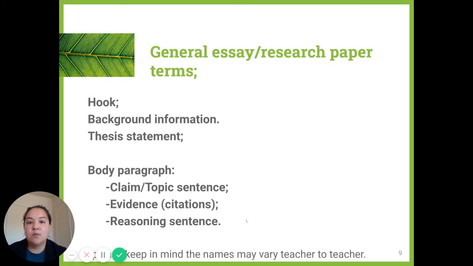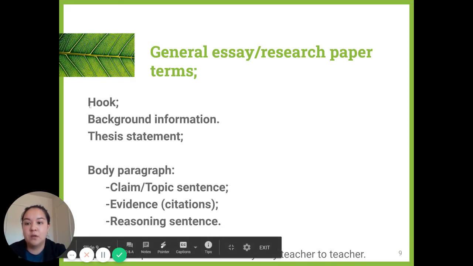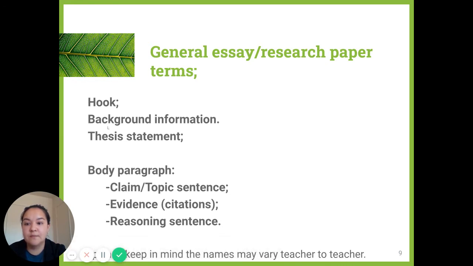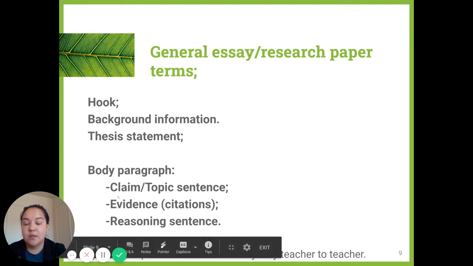Okay, now let's move on to general essay and research paper terms. There will be several terms that I will repeatedly bring up throughout different types of writing, and that's why you may not be familiar with them. First term is hook, background information. Second, thesis statement. Body paragraph terms include claim or topic sentence, evidence, citations, same thing, reasoning sentences.